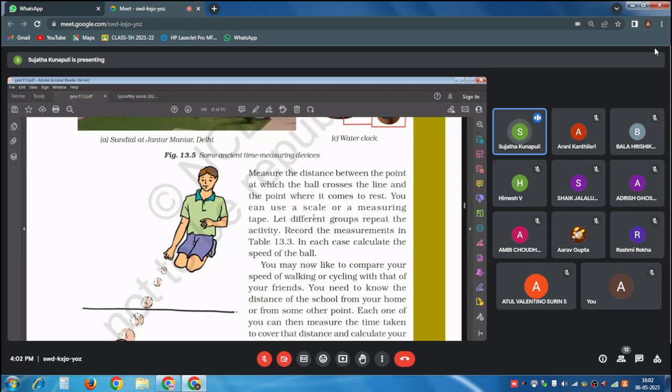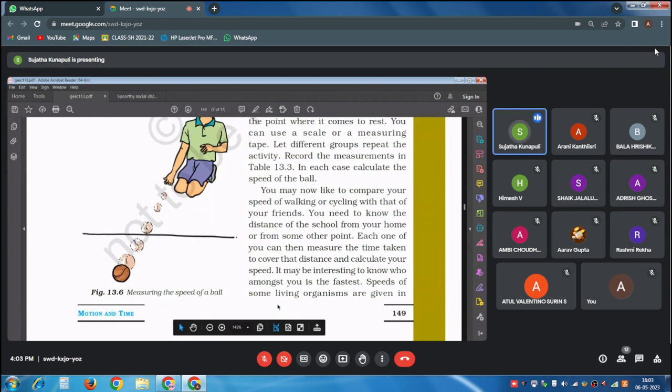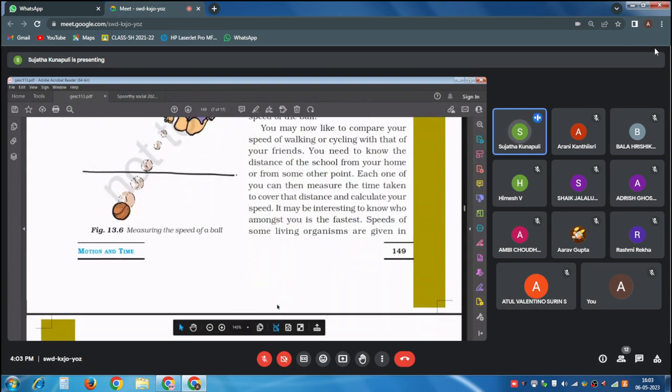Each one of you can then measure the time taken to cover the distance and calculate your speed. It may be interesting to know who among you is the fastest. Speed of some living organisms is given in a table.